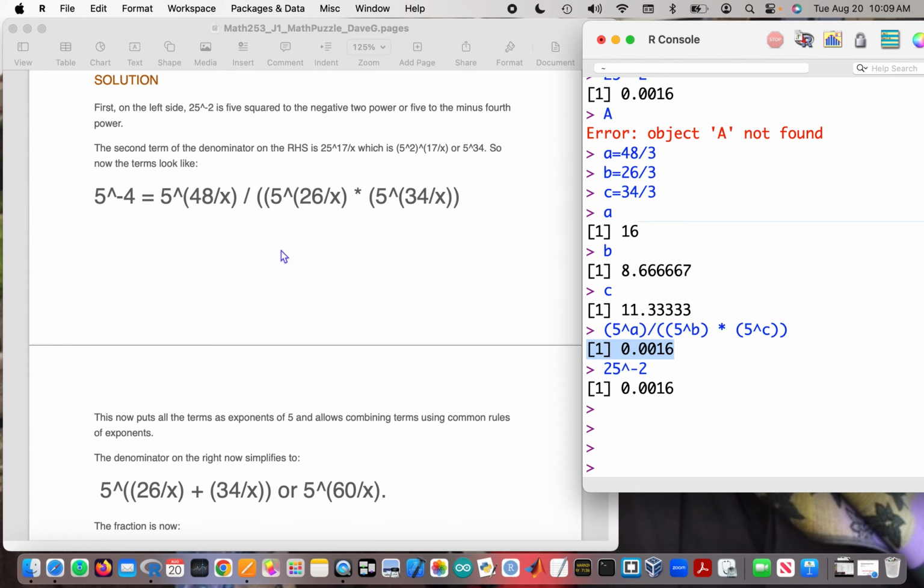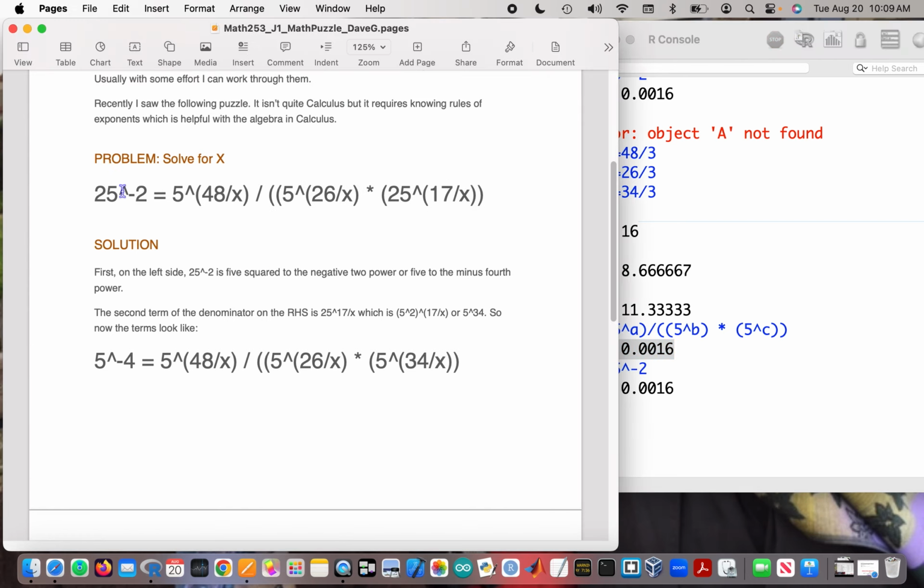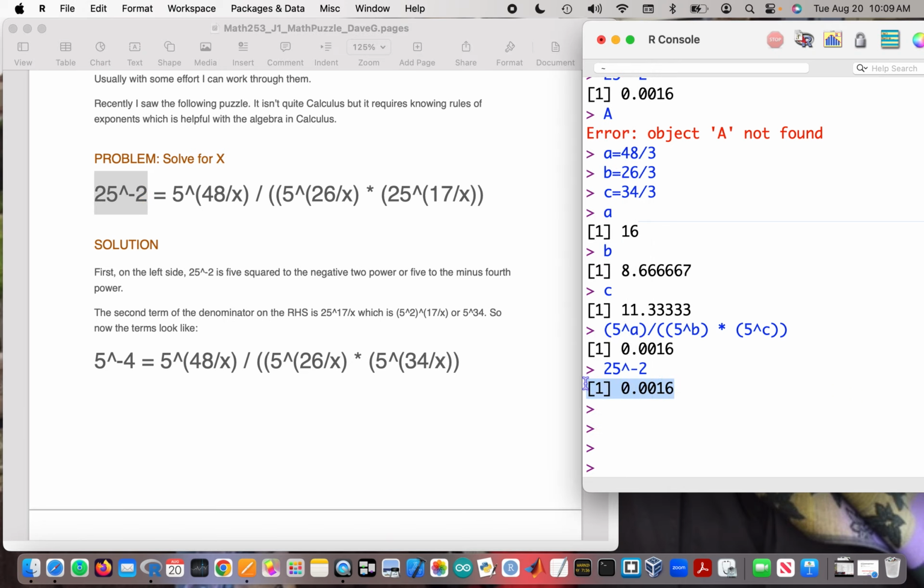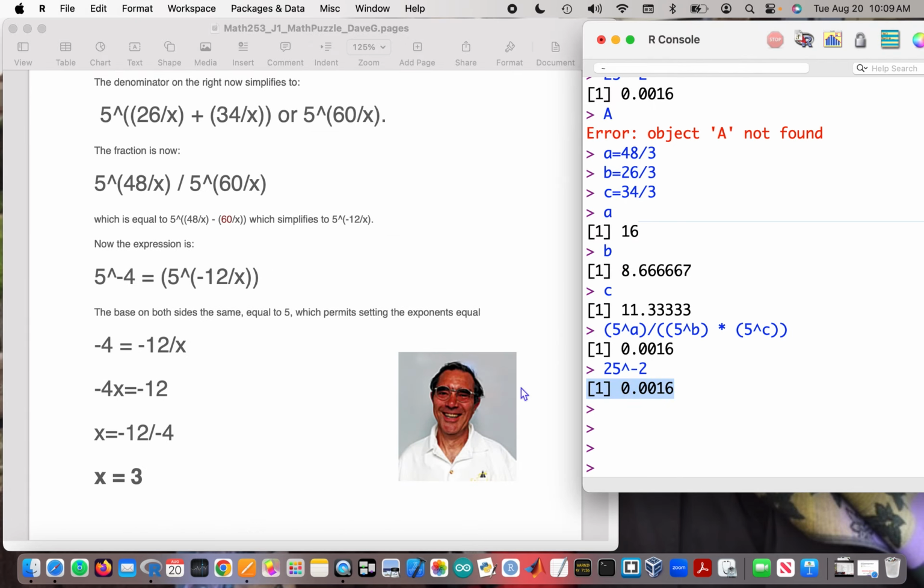And that gives 0.0016. And the question is, what is 25 to the negative power of 2 equal to? And according to R, it's also equal to 0.0016. So probably 3 is the correct answer.